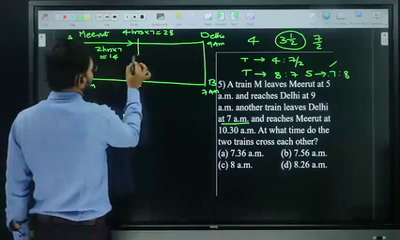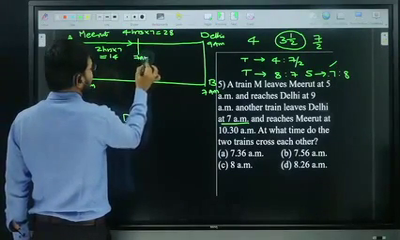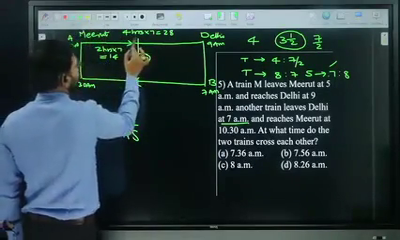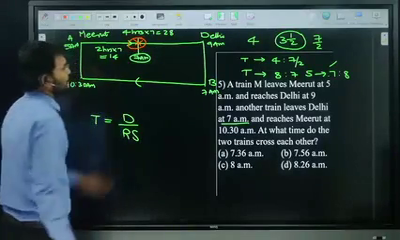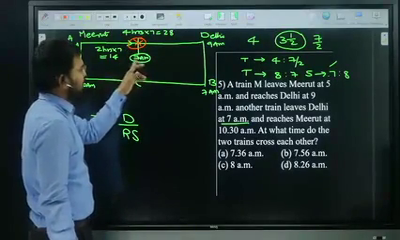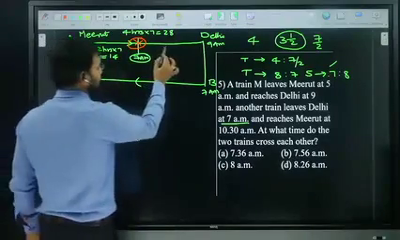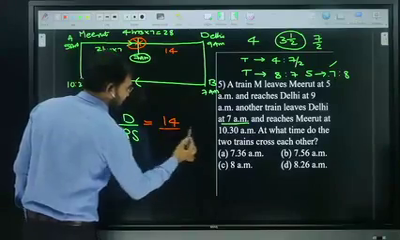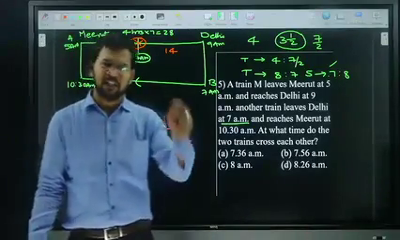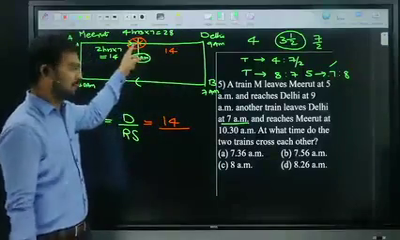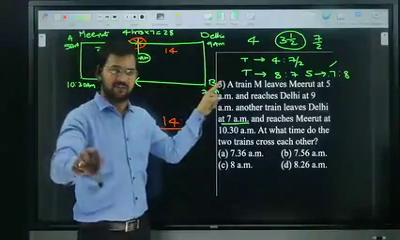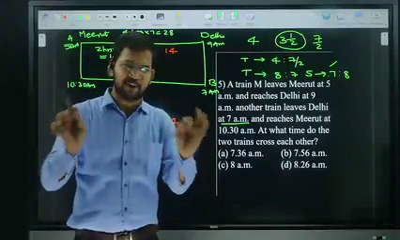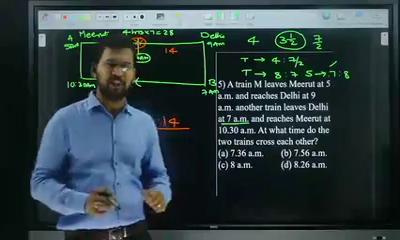Now, the first train at 7 o'clock is at some place X. So 14 parts are covered. The remaining distance is 14. At 7 o'clock, observe carefully, the A train is at some place X, but the B train is at Delhi itself. Now tell me, at exactly 7 o'clock, what is the distance between the two objects?